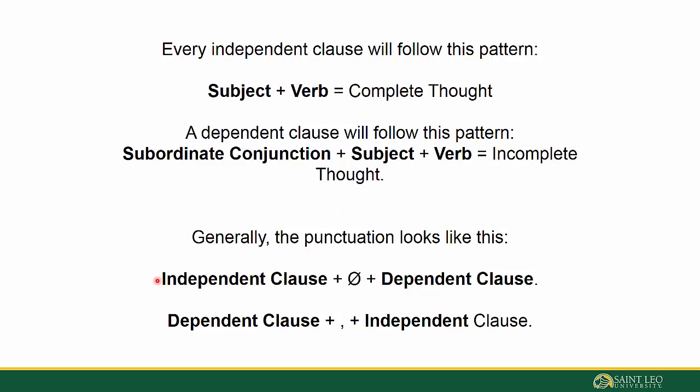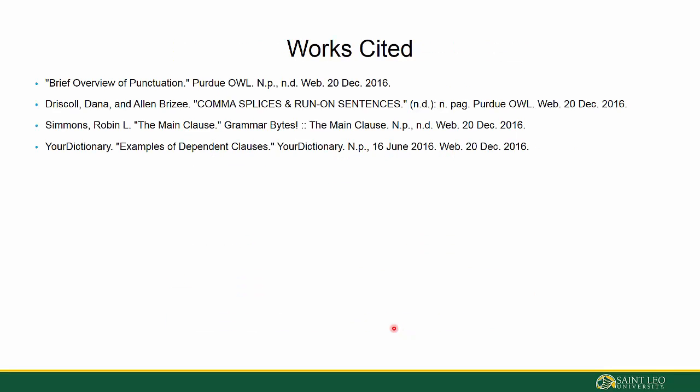Generally, there is no punctuation separating an independent clause from a dependent clause, only when the independent clause comes first. However, when the dependent clause comes first in a sentence, there is usually a comma separating the dependent clause from the independent clause.